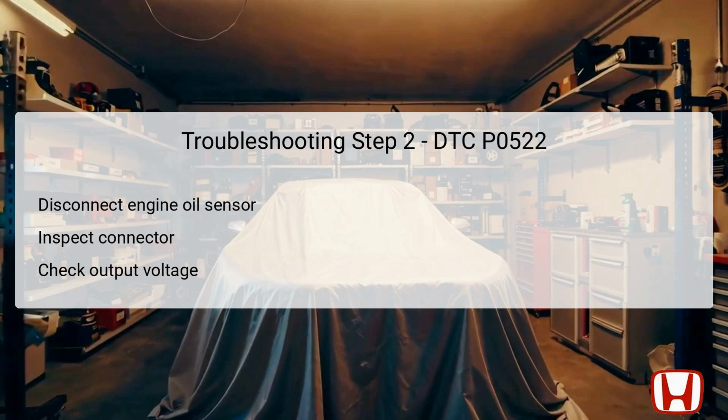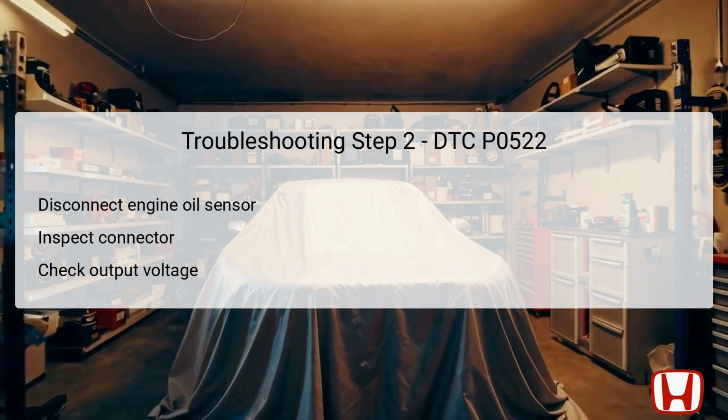In the second step of troubleshooting for DTC P0522, the engine oil pressure sensor connector must be disconnected to analyze its outputs. This involves inspecting the connector for signs of damage or corrosion that could impact the electrical connection. Afterward, the output voltage needs to be tested while maintaining the vehicle in the on position.